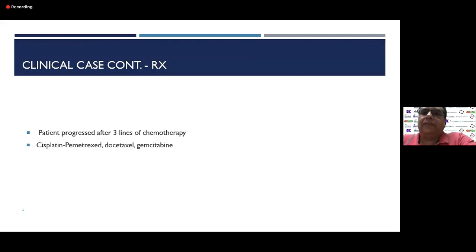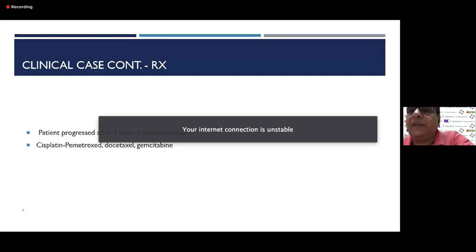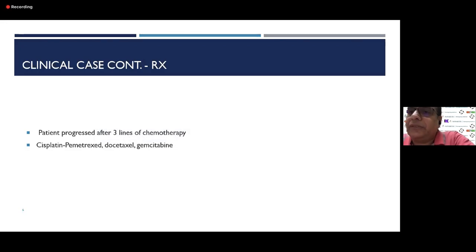She was given cisplatin pemetrexed. She didn't respond really well. Treatment was changed to docetaxel. She didn't respond, and then it was changed to gemcitabine.